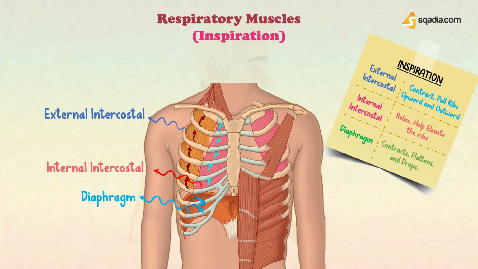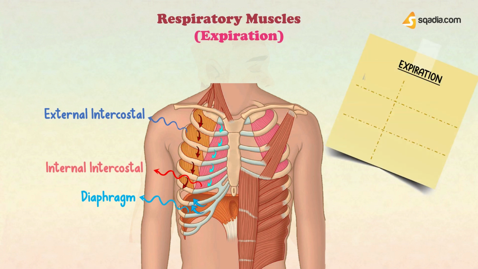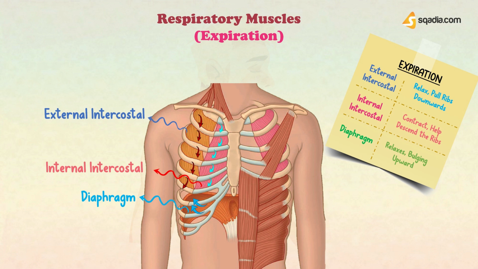In contrast, during expiration, the opposite happens. The external intercostal muscles relax, pulling the ribs downward and inward, while the internal intercostal muscles contract, pulling the ribs downward. The diaphragm relaxes, bulging upward and pressing against the base of the lungs, reducing the size of the thoracic cavity. And hence, air is pushed out of the lungs.